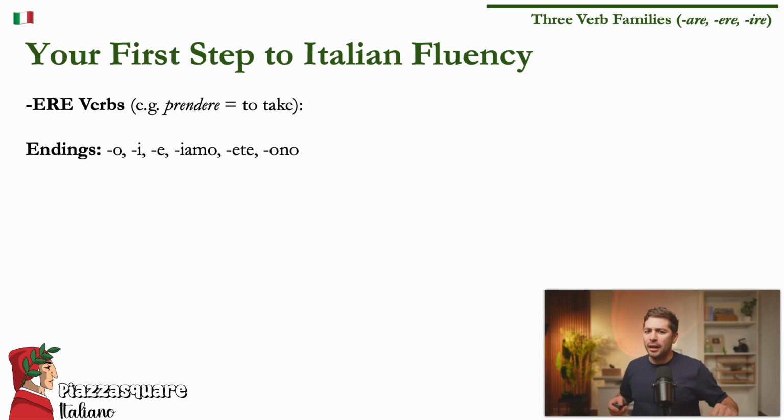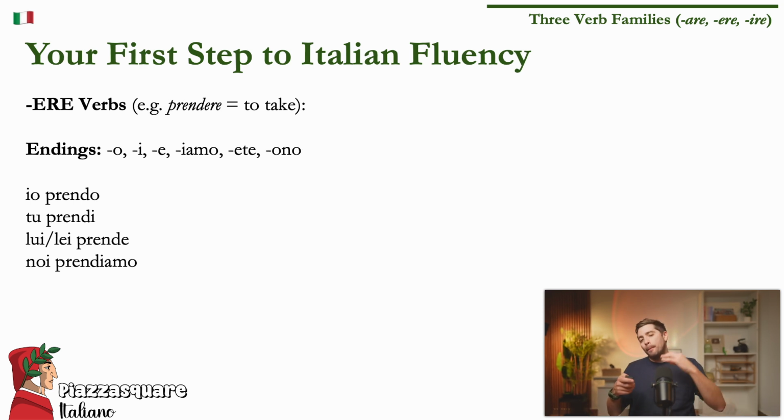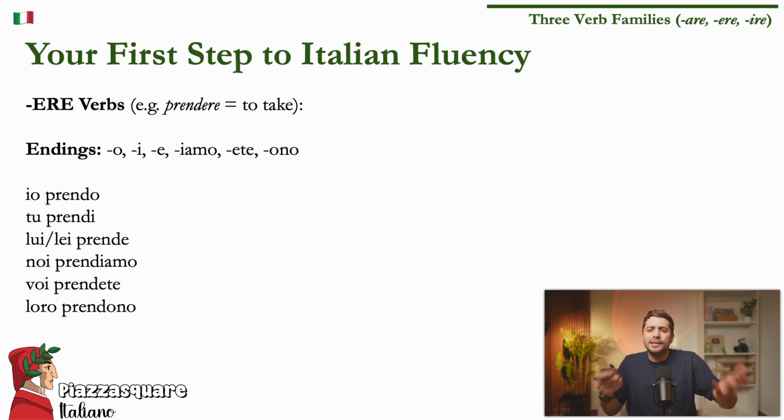The ere family, the second family, the pattern is very similar. Let's use the verb prendere, which means to take. First, we drop the ere ending. We're left with prend. Now we add the correct ending for each person. Io prendo, tu prendi, lui, lei prende, noi prendiamo, voi prendete, loro prendono. He takes the book, lui prende il libro. See how we combine the verb with the article we learned earlier?